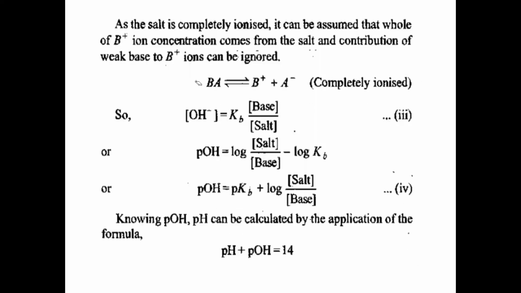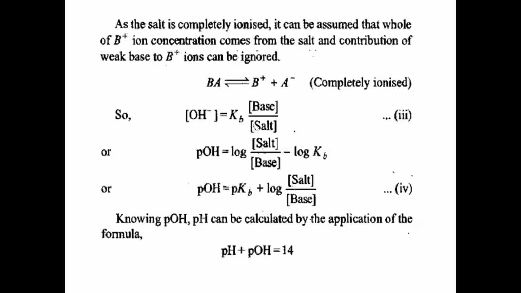Actually, we have discussed this once again briefly. BA is one salt, the salt of this weak base, and the salt will completely ionize into B plus and A minus. In the previous equation, OH minus is Kb into base concentration by salt concentration. A minus means the salt concentration we take here. The concentration of A minus is equal to the concentration of salt.